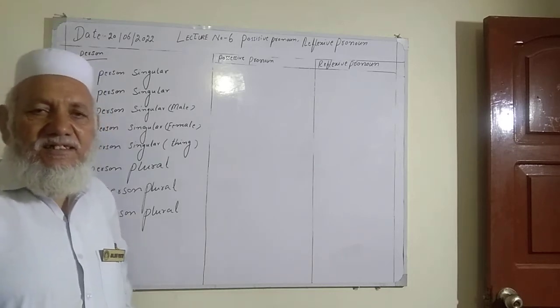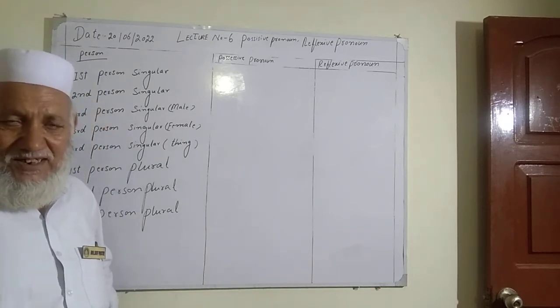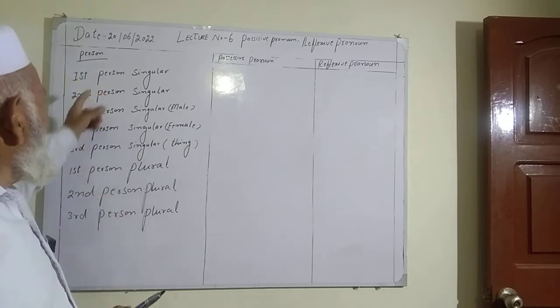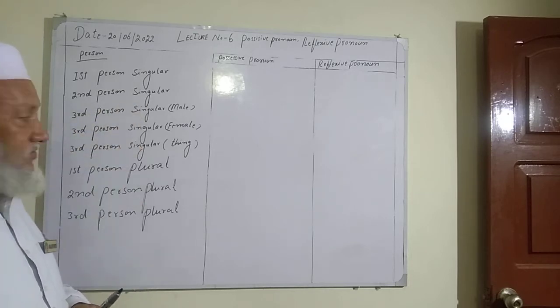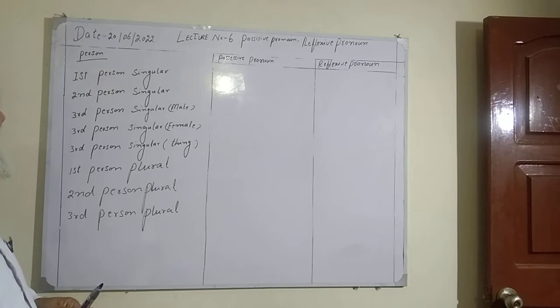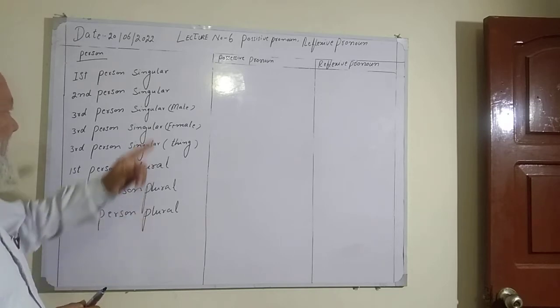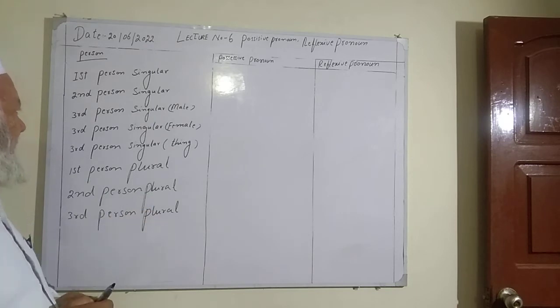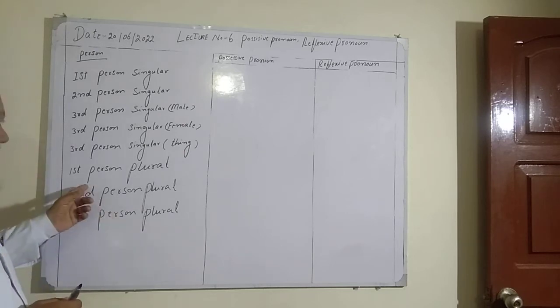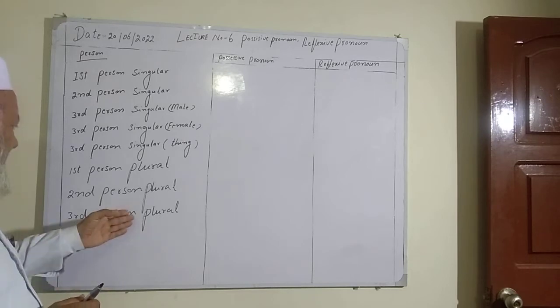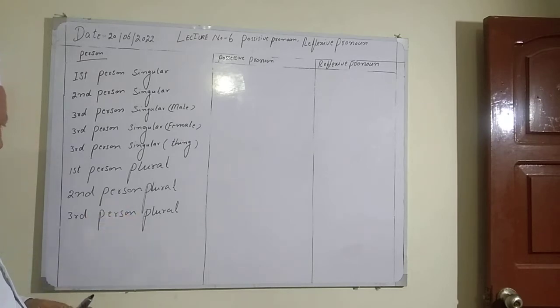Already we have discussed these in the subjective case. Their first person singular is I, second person singular is you, third person singular male is he, third person singular female is she, and for third person singular thing we use it. For first person plural we use we, for second person plural we use you, and for third person plural we use they. Now you are clear.